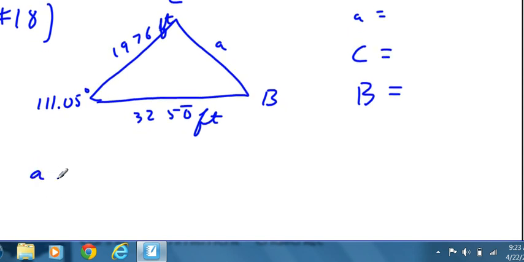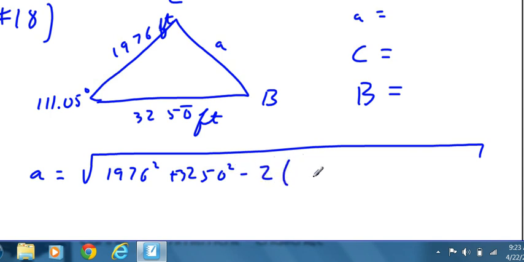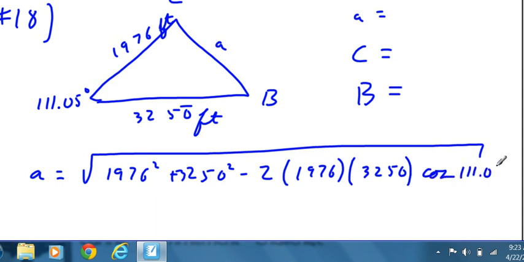So little a is going to be the square root of 1976 squared plus 3250 squared minus the 2 I left out last time, 1976, 3250, cosine 111.05 degrees.